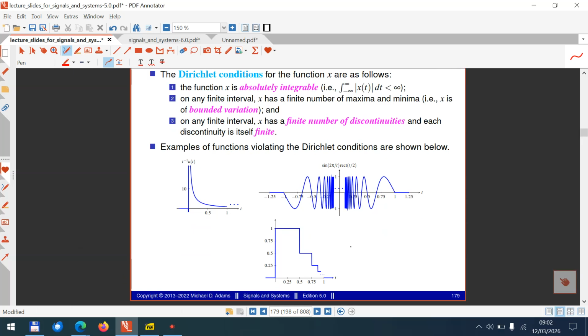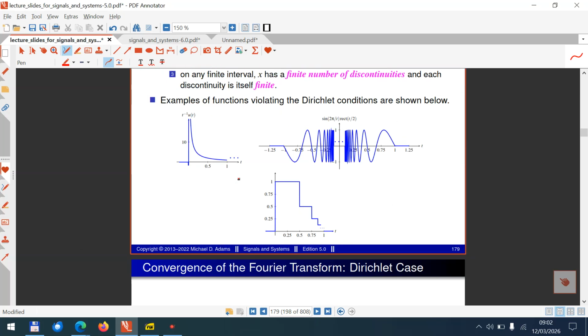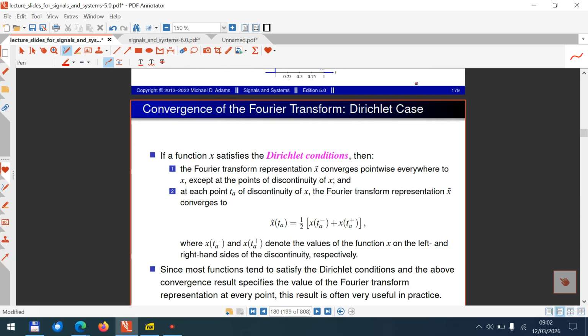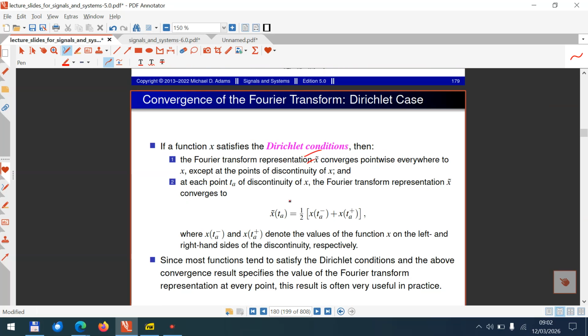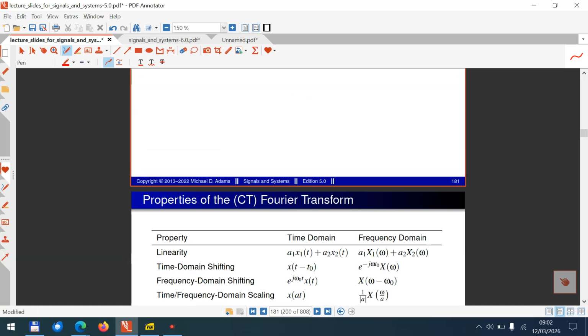So you have similar issues. We did what we saw in the Fourier series. You have these Dirichlet conditions, and we already saw this. None of these satisfy that condition. If a function satisfies the Dirichlet conditions, if it is absolutely integrable, then everything is fine. It's pointwise converging. You have to remember these things. The constructed signal will converge to the average value. All of this is just a repetition of what we saw.